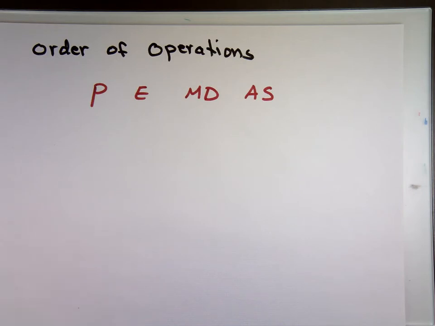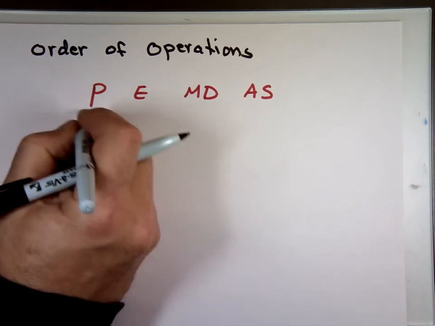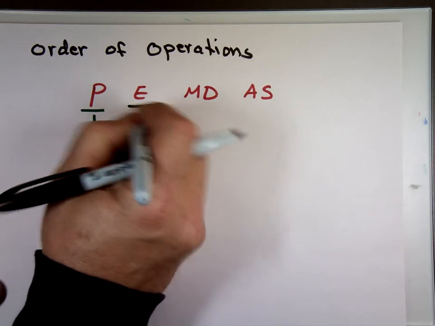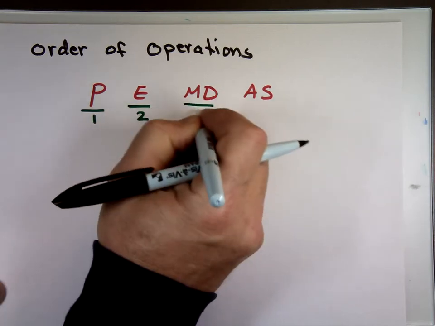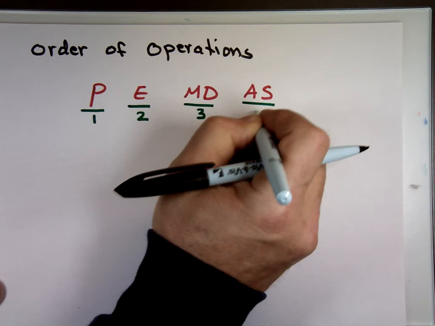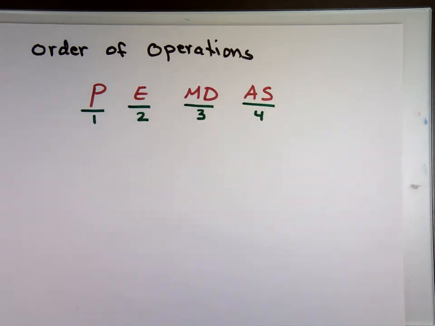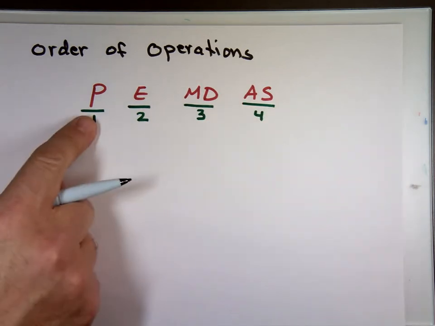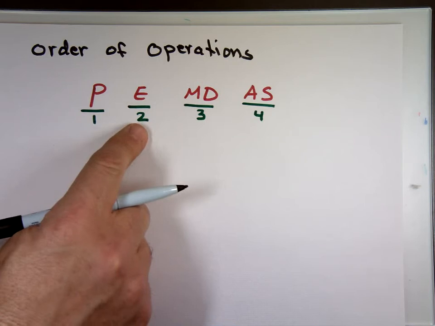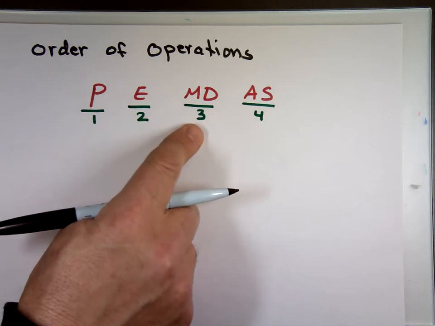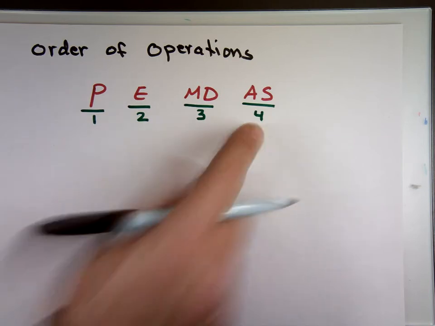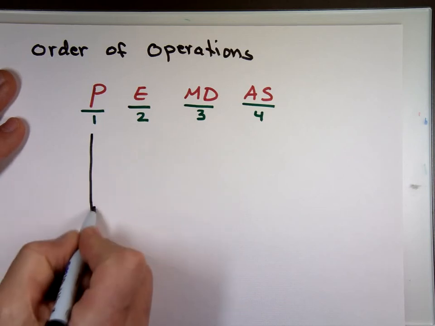So this is the first one that we do. This is the first one. This is the second one. This is the third one. This is the fourth one. We do parentheses first, exponent second, multiplication and division third, addition and subtraction fourth. So parentheses first.